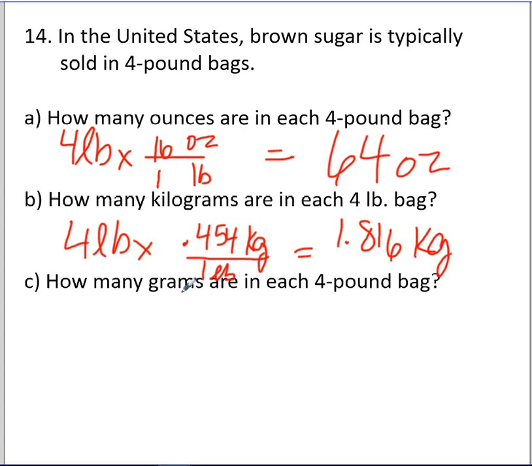And how many grams are there? So now we can use this one and then just move our decimal. So we have 1.816 kilograms. Remember, decimal moves 3 spaces to the right to go from kilograms to grams. And so our decimal will be all the way at the end. So we have 1,816 grams in a 4-pound bag of brown sugar.